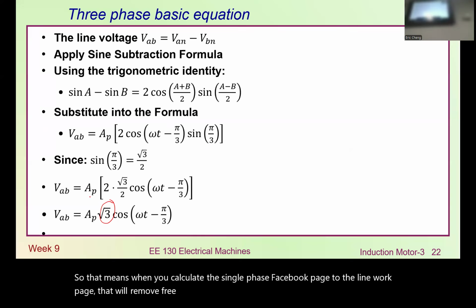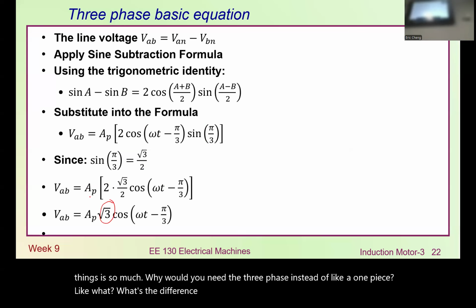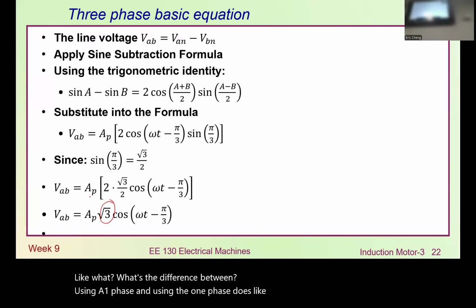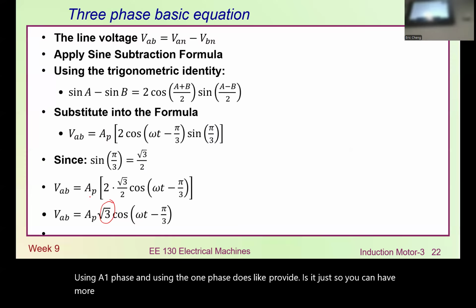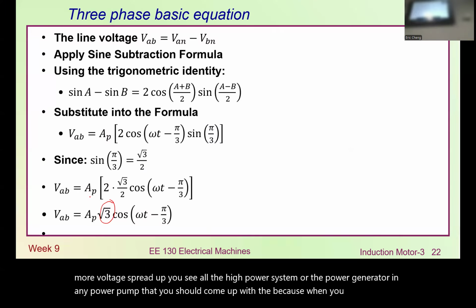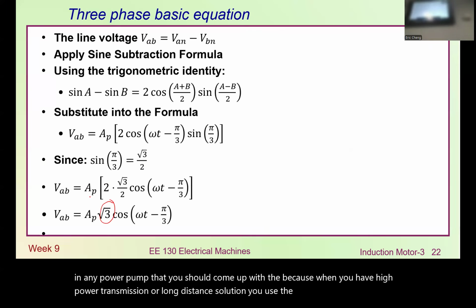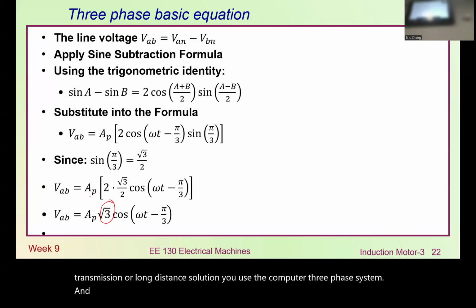Just because, I don't know, why would you need a 3-phase instead of a 1-phase? What's the difference between using a 1-phase and a 3-phase? Is it just so you can have more voltage spread out? You see all the high power systems, all the power generators in any power plant, they come up with the 3-phase. When you have high power transmission or long distance transmission, you come with a 3-phase system.